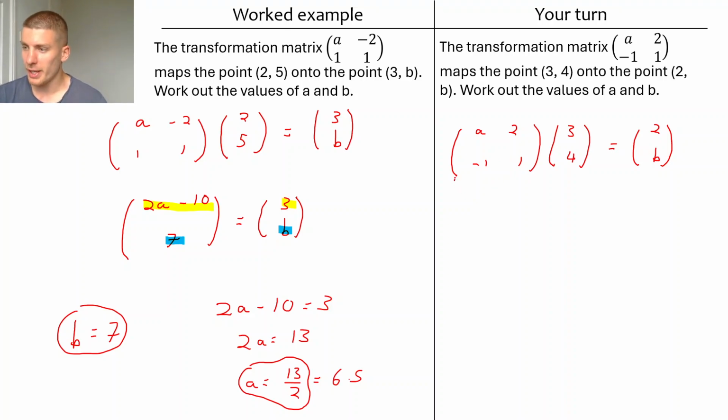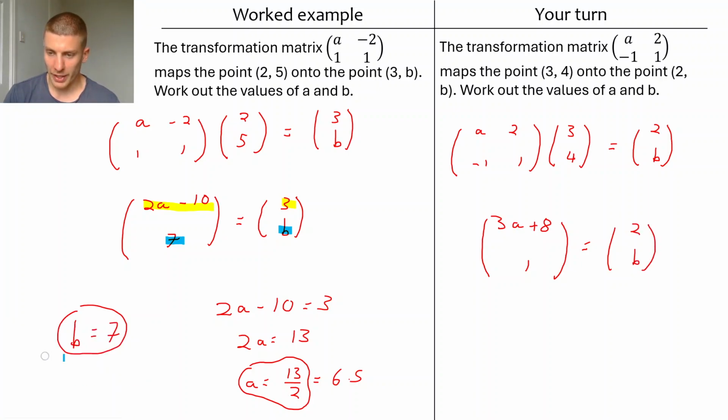The same thing as before: let's multiply the first two matrices together. A times 3 gives you 3a, and 2 times 4 gives you plus 8. So 3a plus 8. Then on the bottom you've got negative 1 times 3, which is minus 3, and you add on 1 times 4, which is 4. Minus 3 plus 4 just gives you 1. So 1 goes down here. And that is, of course, equal to the right-hand side, which is 2, and then b.